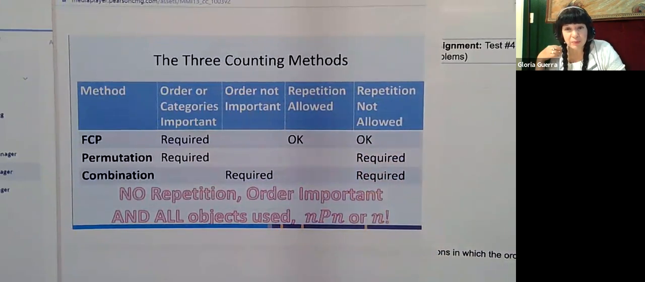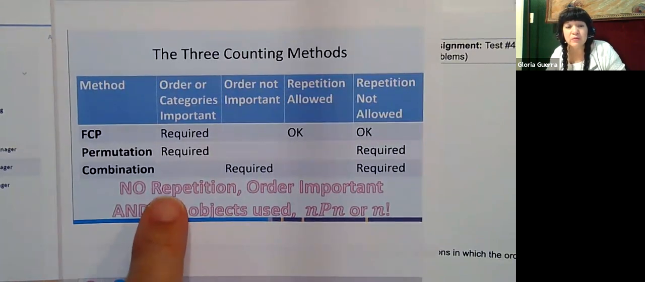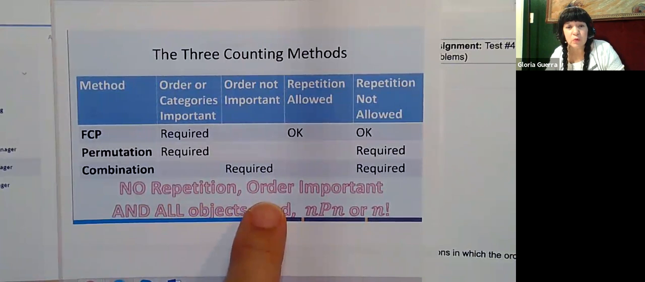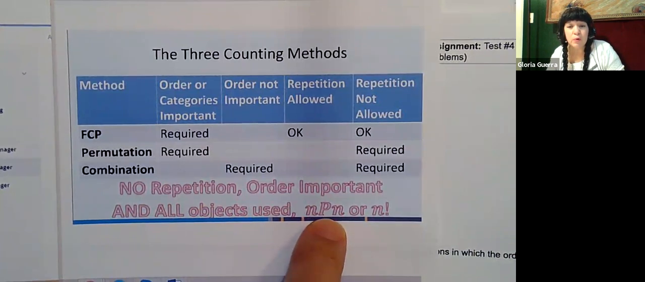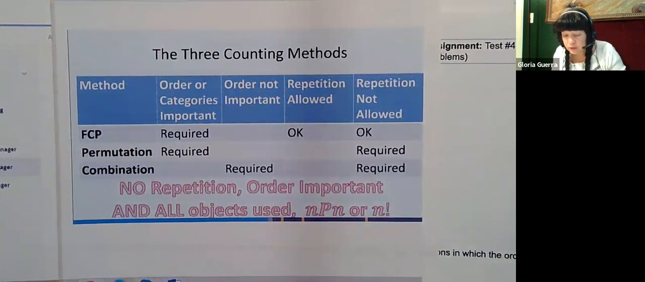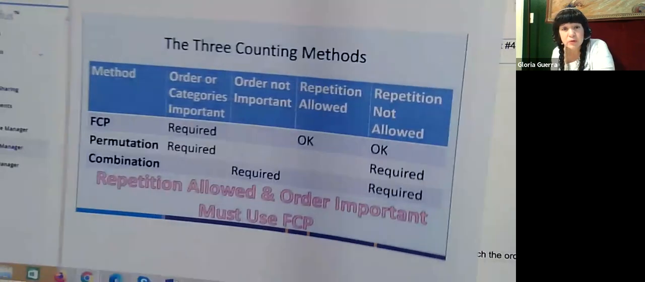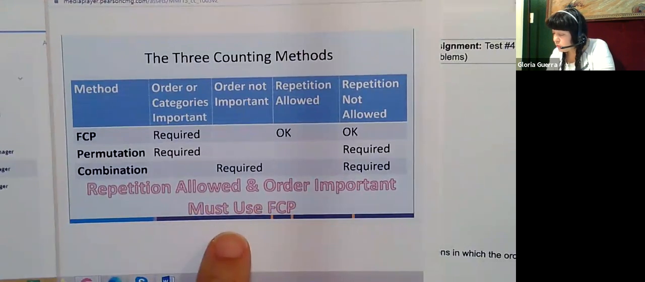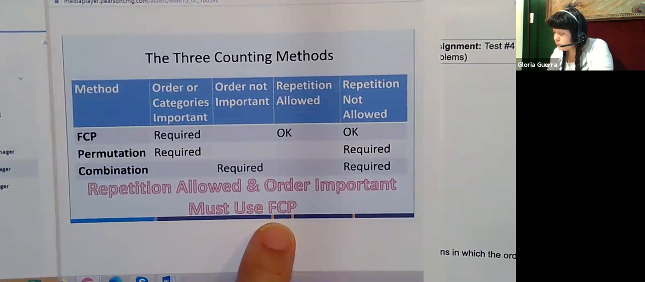So this chart might be helpful if you have it out, depending on the problems you look at. In the sheet, they were emphasizing, I think this is probably the best one because of the wording. It says no repetition, order important, and all objects use NPR, and that's for your permutation, or n factorial. The others are the same chart, but they highlight repetition allowed and order important, where you must use the fundamental counting principle.